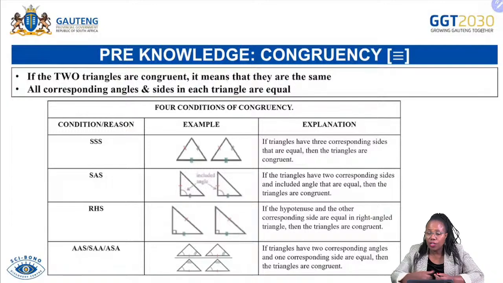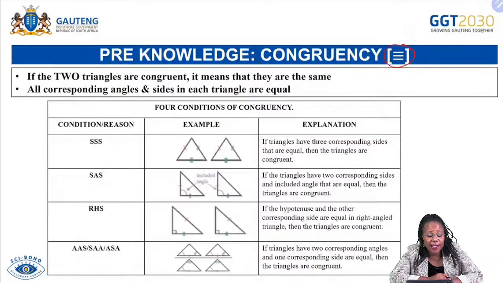Now, you also need the pre-knowledge on congruency. And the symbol for congruency, we are using this dash. Can you see the three dashes there? And then they must be horizontal. If they are vertical, now they are talking about similarities, no more congruence. The congruence one must be horizontal, sorry.